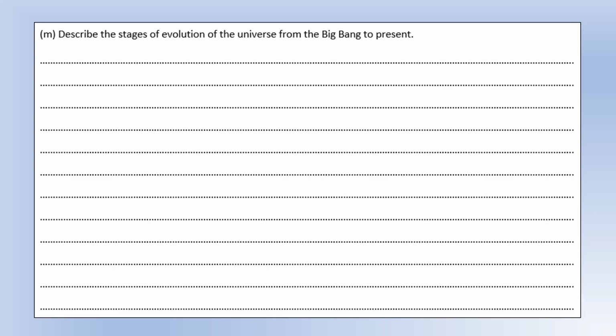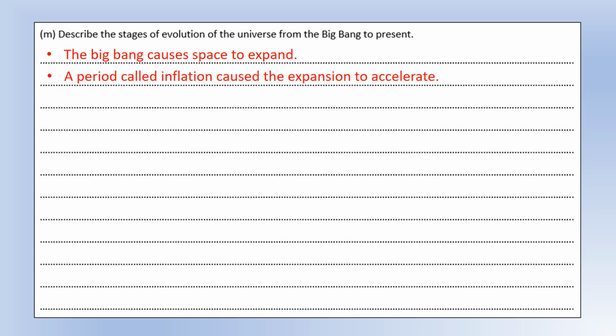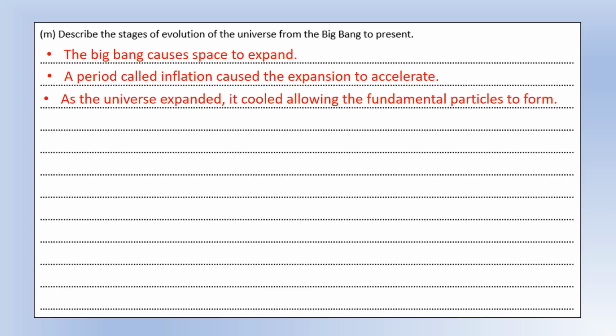So, as I said, we're going to look at the stages of evolution of the universe in a little bit more detail. So the first thing that happens: the Big Bang causes space to expand, the start of the universe. What happens very quickly is we get a period called inflation, and that causes the expansion to accelerate. Okay, so that's what happens next.